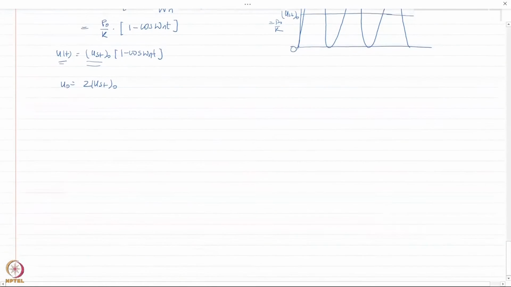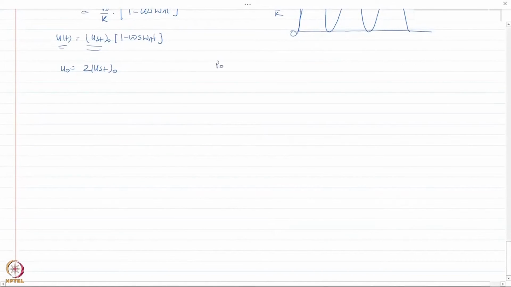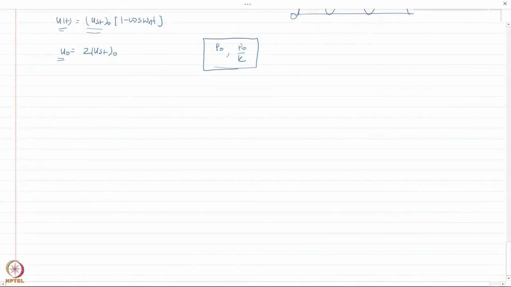As we have seen, if you had a statically applied load p naught, the deformation would be p naught by k, and that is what you have been studying till now before this dynamic course. However, if you apply this as a step force, you get a dynamic displacement which is twice the static displacement. So it depends on how the load is applied. If the load is applied suddenly like a step force, you get a displacement almost 2 times the static displacement. And this is for an undamped system.